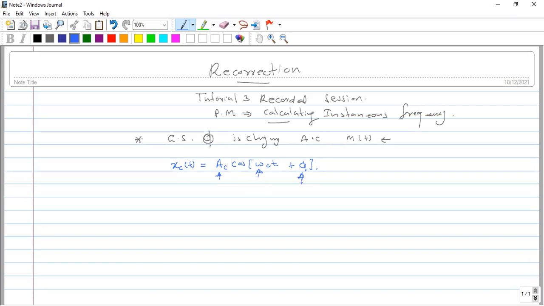In phase modulation, we change this phase according to the message signal. Let's say our message signal is x(t). This phi is not a constant; it varies with time according to the message signal, so it becomes a time varying function, a function of time. This phi changes with time with respect to the message signal. That is the idea of phase modulation.